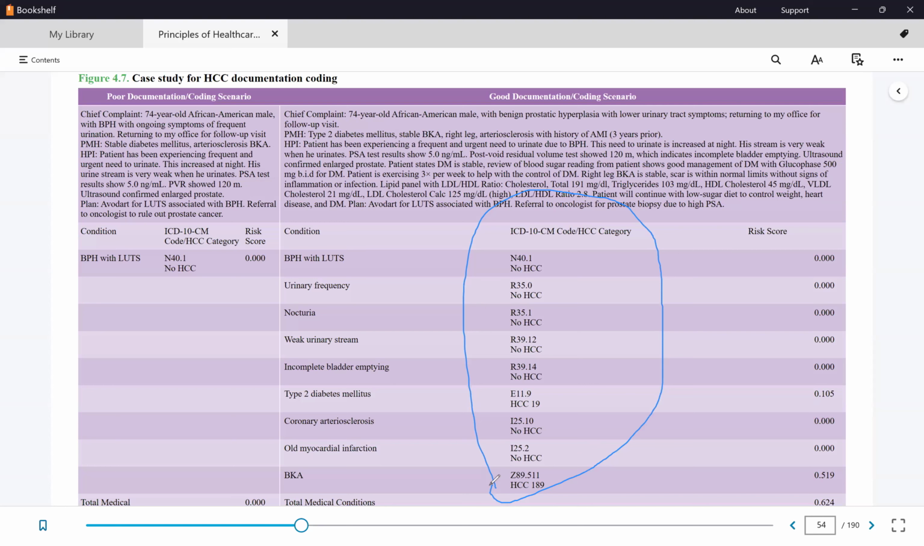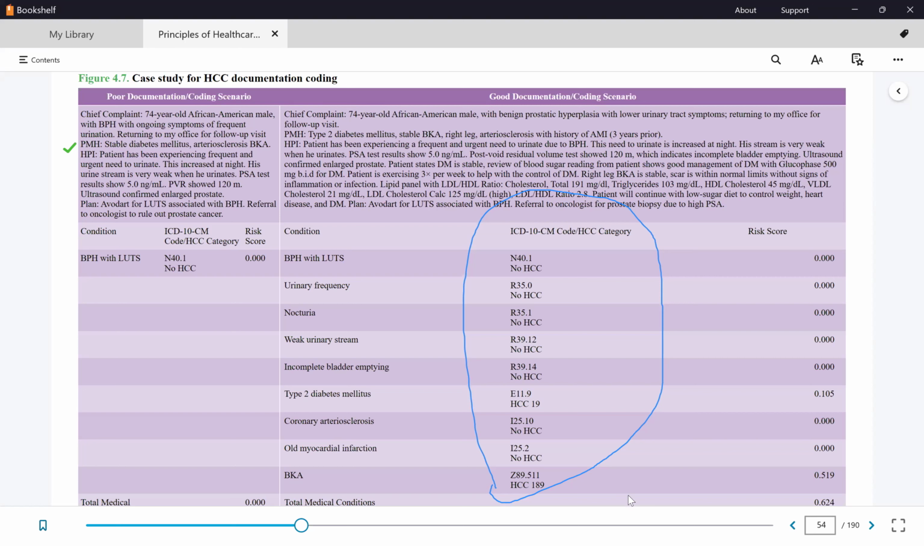Right, and as we'll see in our next example later in this week, these codes will translate into a risk score, which ultimately translates into reimbursement. So you can see the kind of abbreviated documentation over here on this column, but over here it is much easier to diagnose and code these types of problems.